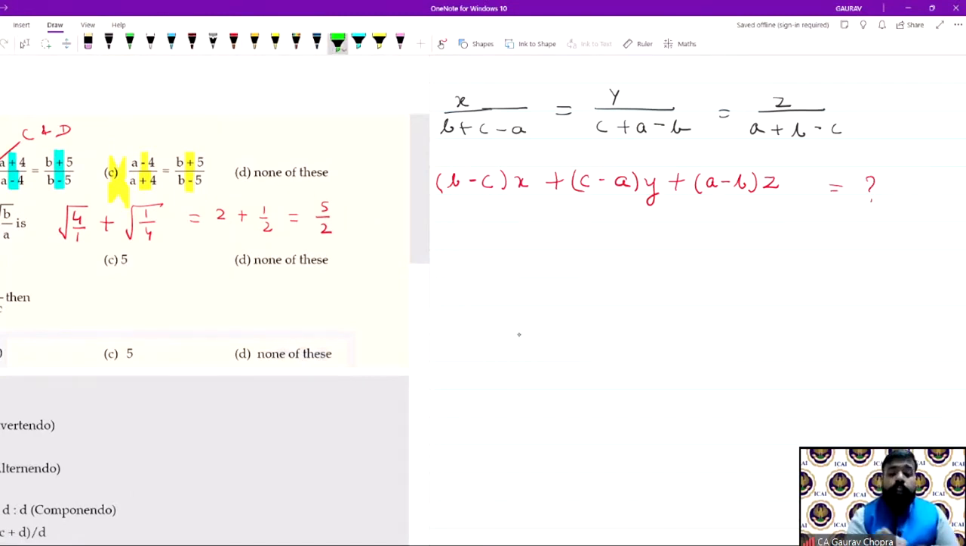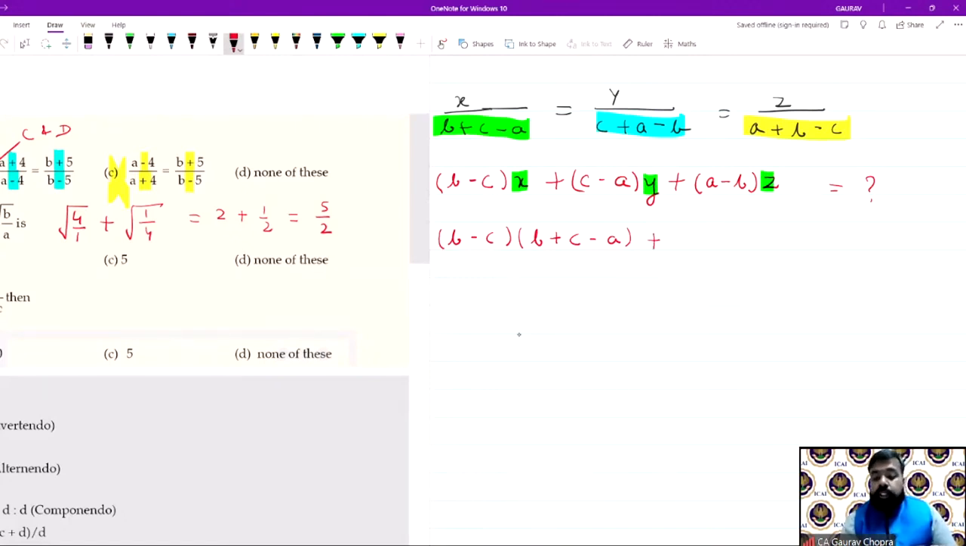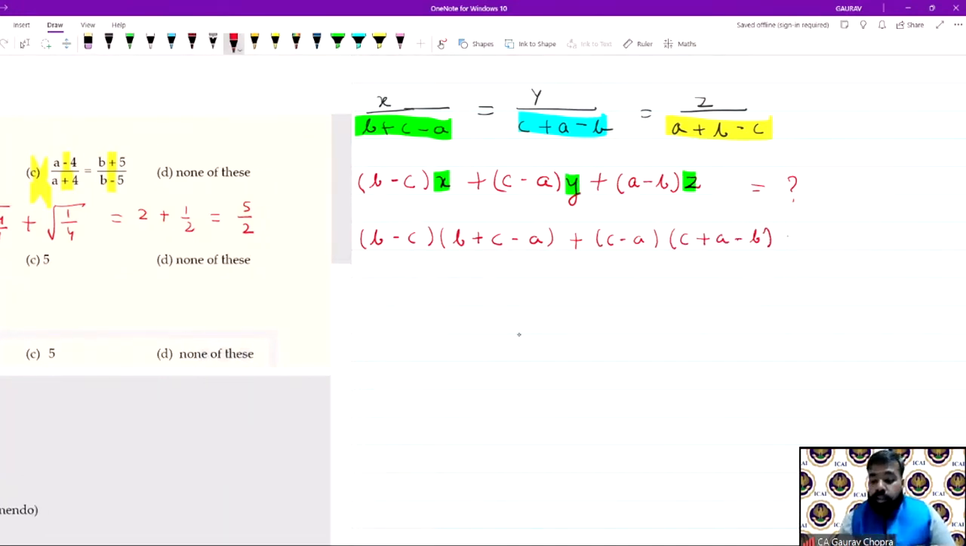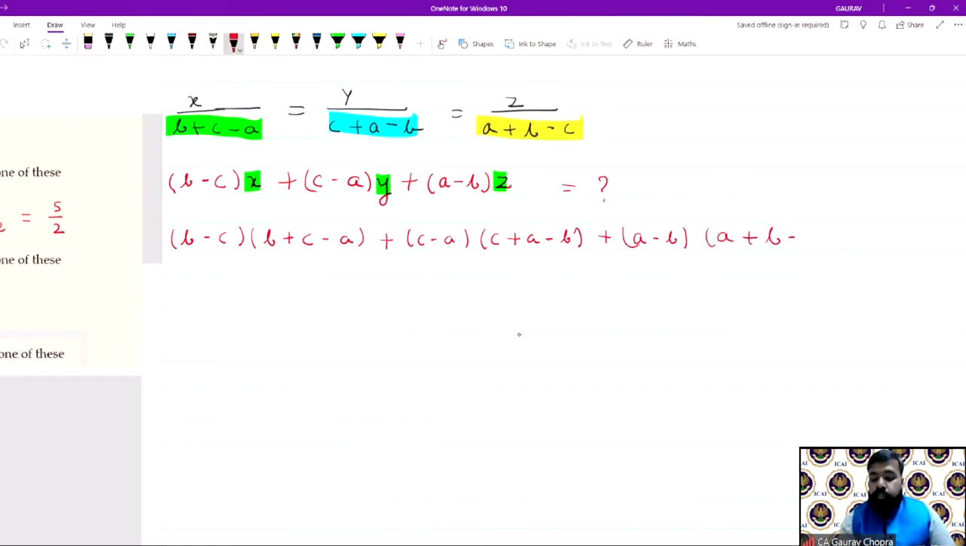So what we have to do is substitute the values. We have to put the values in place of X, Y, and Z. From where can we bring the values? In place of X, we can put B plus C minus A. In place of Y, C plus A minus B. And in place of Z, A plus B minus C. So we can substitute these values so that we can get the required result. So let us put B minus C into B plus C minus A, plus C minus A into C plus A minus B, then A minus B into A plus B minus C.